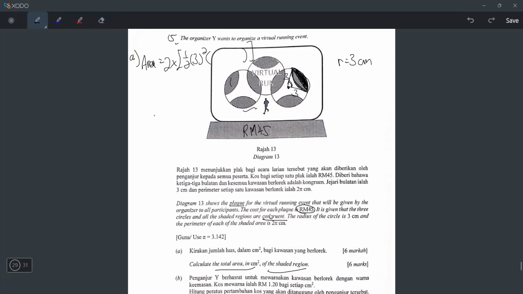Let's see. Okay, remember just now they say perimeter of shaded region is 2 pi. It means the length of arc is pi, right? So if the length of arc is pi, I can use s equals r theta. My s, length of arc, is pi. My radius is 3, so my theta will be pi over 3, right?